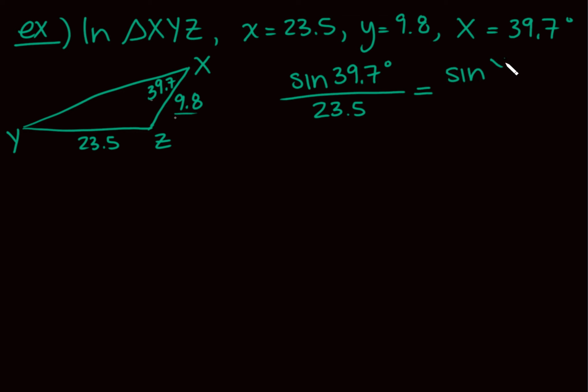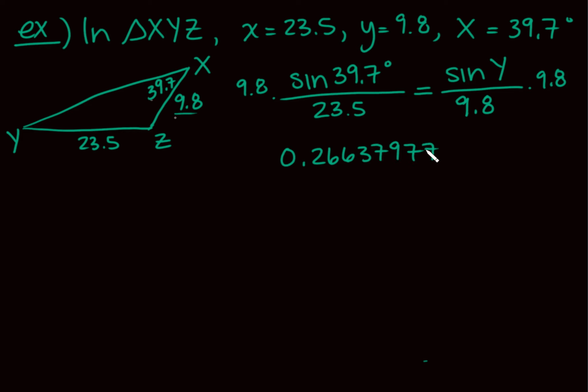So that says that the sine of y is to 9.8. So I'm going to multiply both sides by 9.8. Now you'll probably get to where you want to do this all at once in your calculator, but it's tough for me to do that on this video. Oh, this is good. I'm excited. I get 0.26637977707. I want to be as accurate as I can. Is the sine of y.